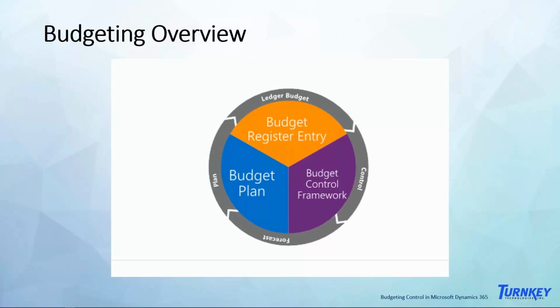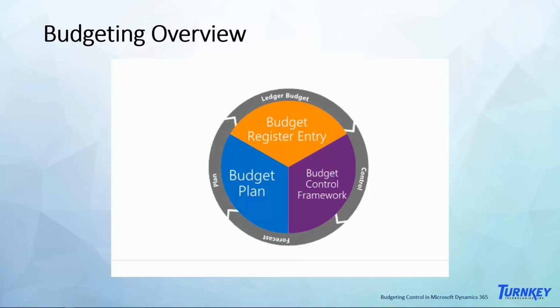in Dynamics 365 Finance and Operations. And before we start talking about that, we need to understand which are the three main components, or the three main areas, that we need to talk about when we start discussions over budgeting in D365 F&O. The first one, and the main one of these three areas, is budget register entries.